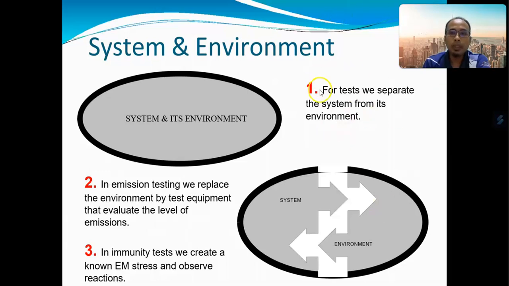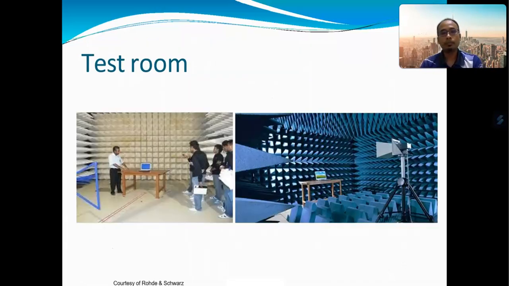All right. So the first one, we need to separate the medical device from its environment. After that, for emission testing, we replace the environment with test equipment, and the test equipment will evaluate the level of emissions. And the third one, in the immunity test, we create known EM stresses and observe the reaction of the medical device. So these are examples for the test room.